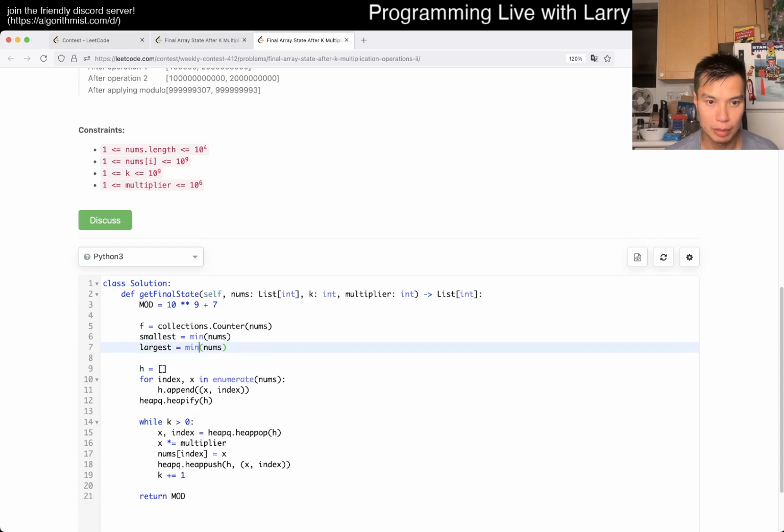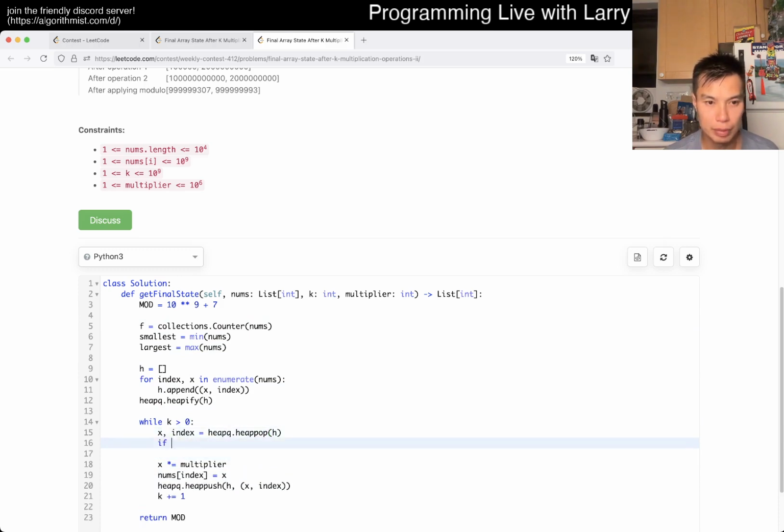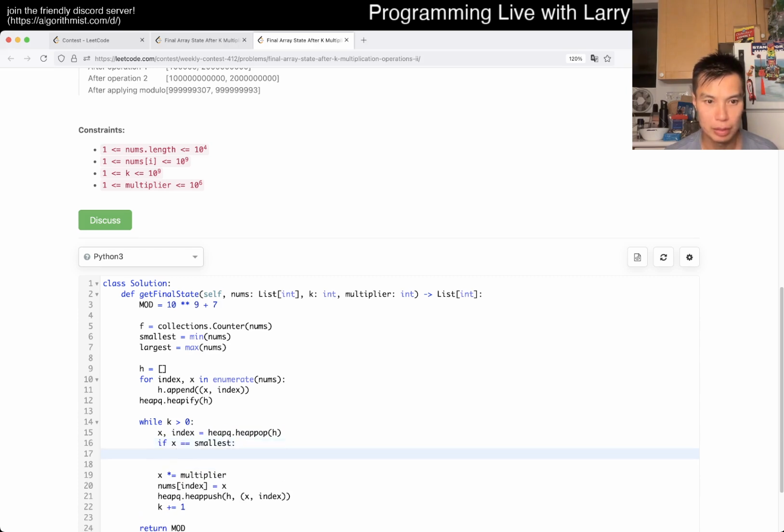Yep, this is wrong, Larry. Okay, so then now we do this. If x is equal to smallest, actually we only need a count. I mean, if I have enough time, this is actually not that bad, I think.